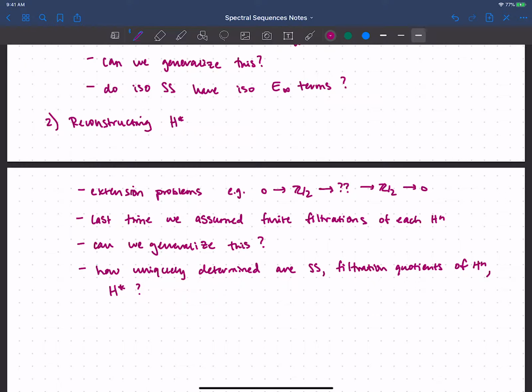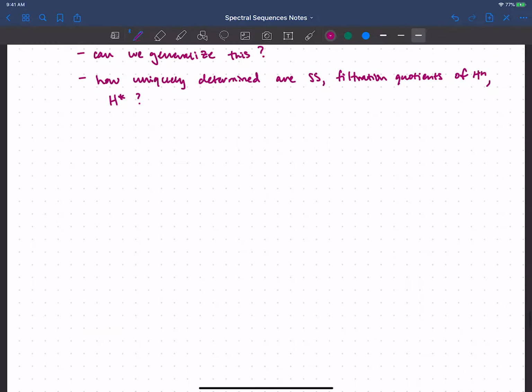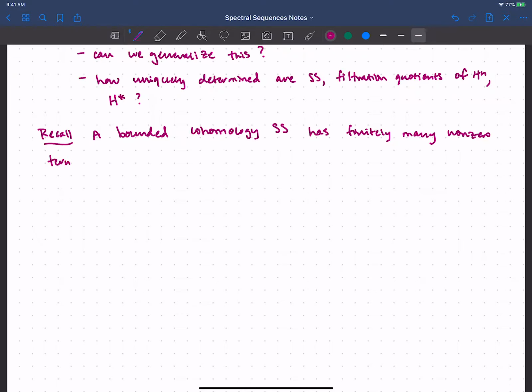Okay, we'll start with essentially the most basic. So maybe let me remind you, I guess we've already started with the most basic. And that's where we had a bounded spectral sequence. So a bounded, let's say, cohomology spectral sequence. But we could do homology here, and we'd say almost the same thing. So it has finitely many non-zero terms in each total degree.